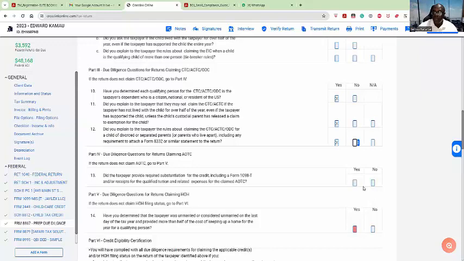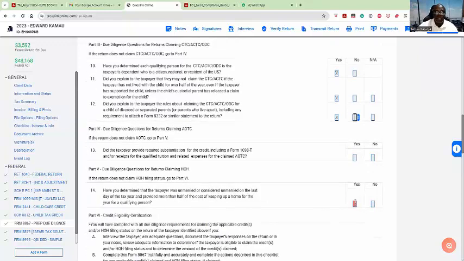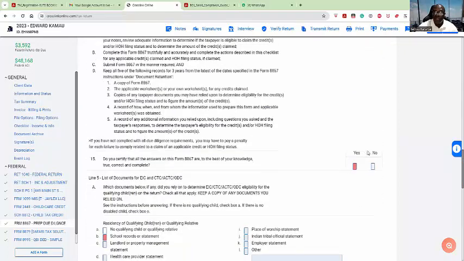Okay. Yes. Then we go to number 14. Have you determined that the taxpayer was unmarried or considered unmarried on the last day of the year? In order for you to claim head of household, the reason why we are having all these questions, you must be either divorced or unmarried when you are claiming kids. If you are married, you cannot claim head of household status. You have to file either married filing separately or married filing jointly. Okay, number 14, number 15.